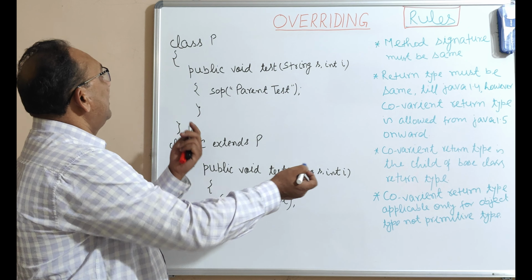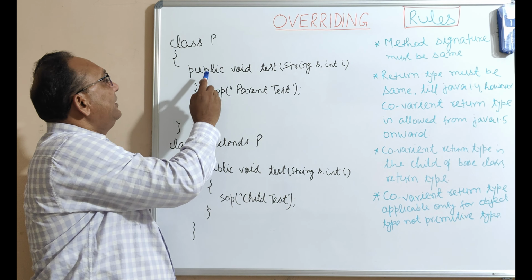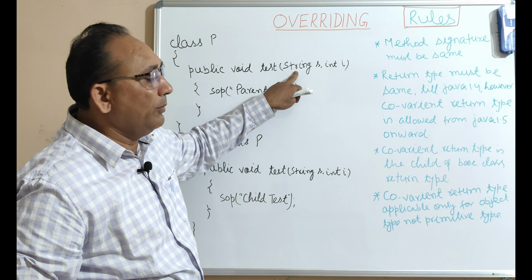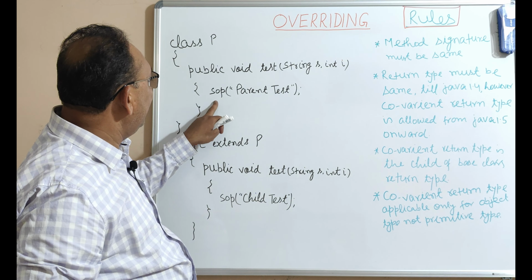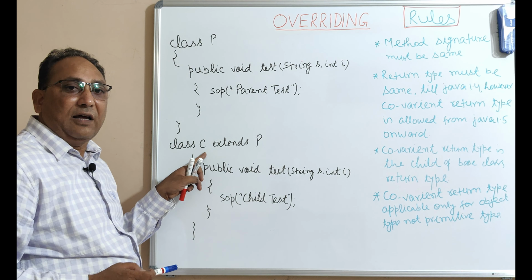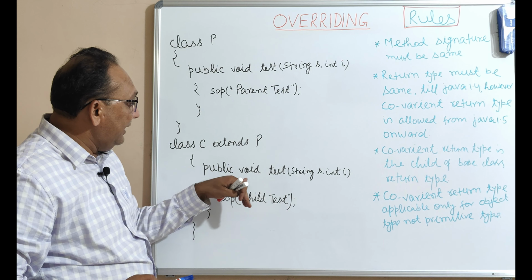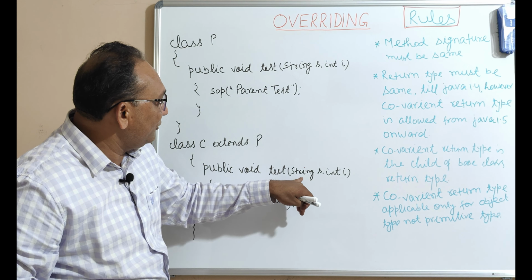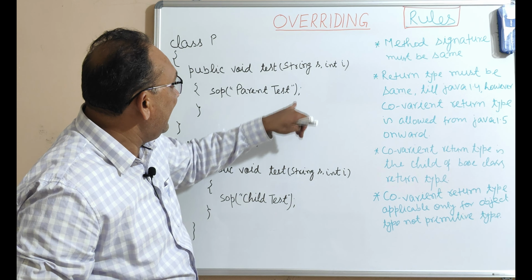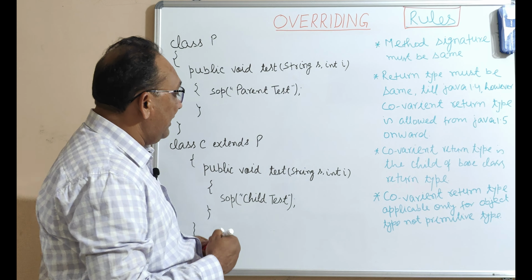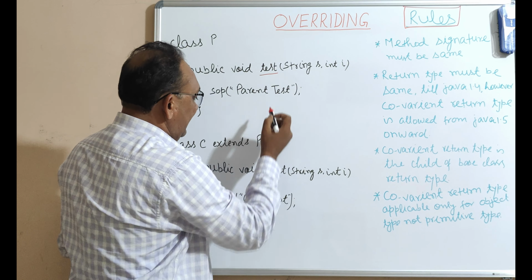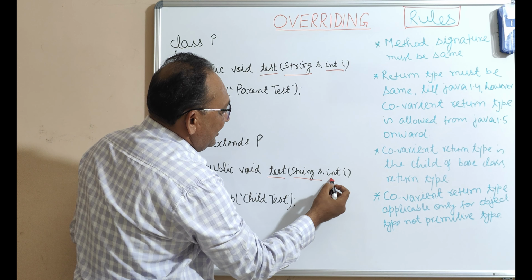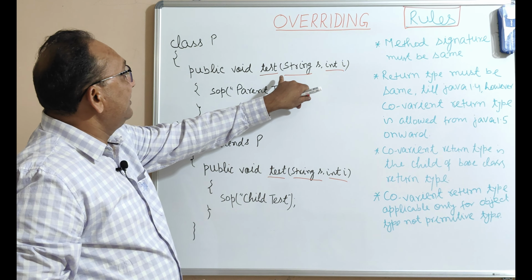Okay, so consider this is a class B. In this class I have written one method test, with two arguments, string s and integer i, and printing parent test. Similarly, this is class C. It is extending class P, and here the same method, public void test(string s, integer i). Same method name, same argument types, and the order is also the same. See, this is test(string s, integer i). So this is the method signature.